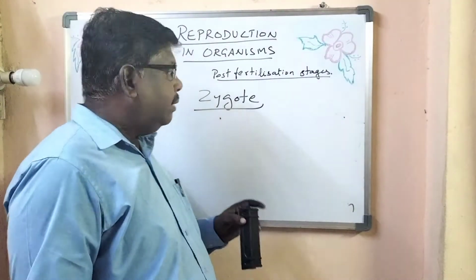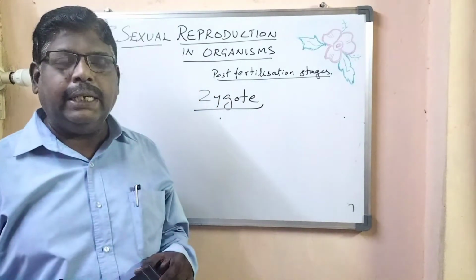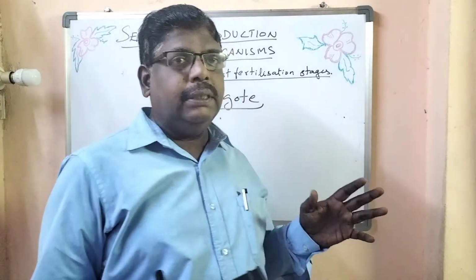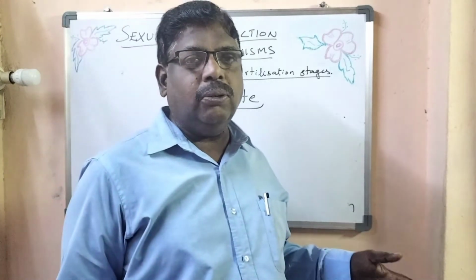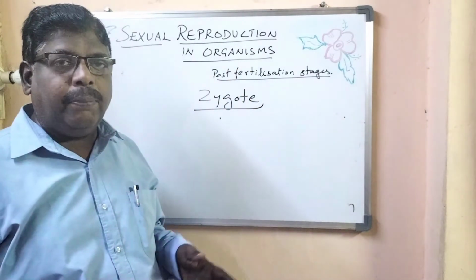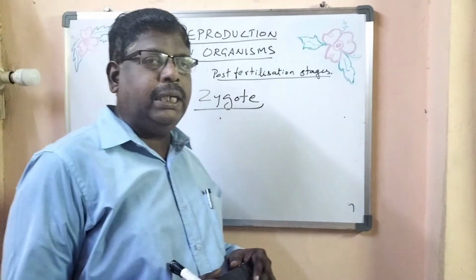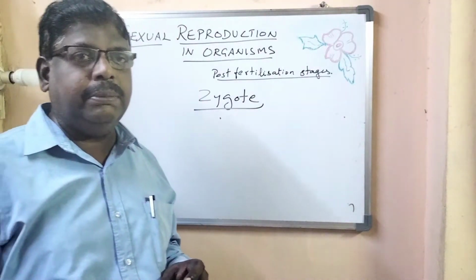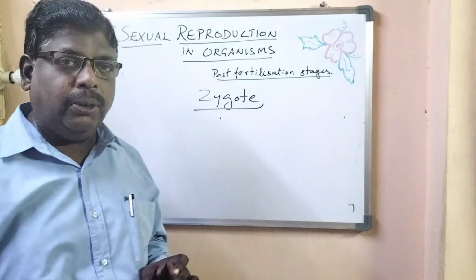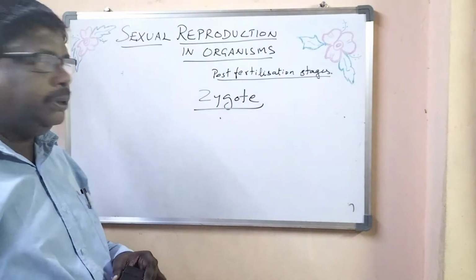And similarly, when I talk about life cycle, especially in a haplontic life cycle, the zygote will undergo meiotic division to give haploid spores. The haploid spores will give rise to a haploid individual. So in organisms that exhibit haplontic life cycle, the zygote undergoes meiosis to produce haploid spores, and those spores give rise to a haploid individual.